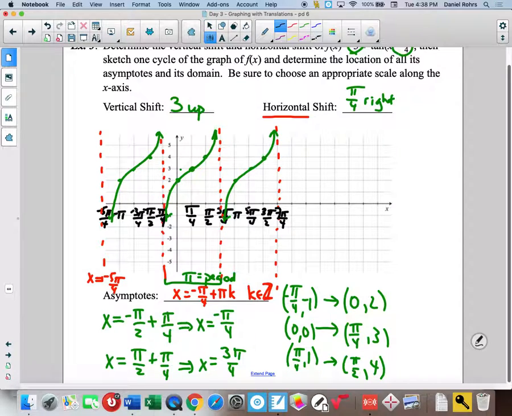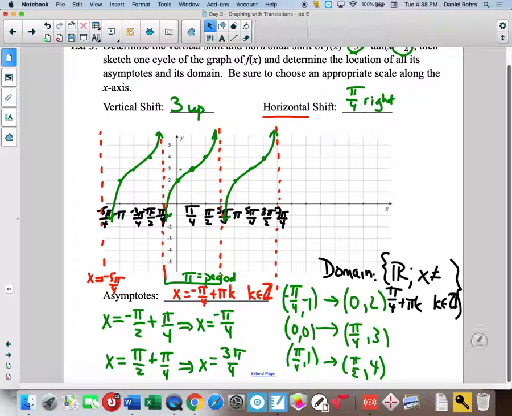By the way, that also tells me that the domain of this function is all reals, except x can't be pi over 4 plus pi k, where k is some integer. And that is the domain of this function. For a tangent graph, the range has no restrictions. And so the range is always going to be minus infinity to infinity. Because if you read from bottom to top, that's what the arrows are there for. This goes down forever, goes up forever, and it touches everything in between.